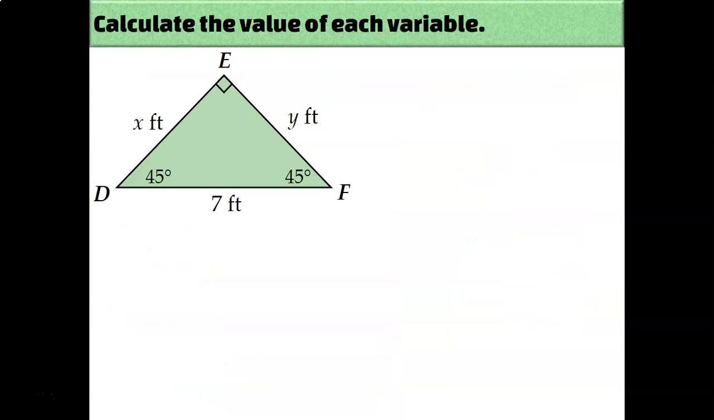So far, both of the 45, 45, 90 triangles that we've looked at, we've known one of the legs, so we didn't have to do a whole lot of work to figure out the other leg. The legs have to match. But this time I don't know either of the legs, I only know the hypotenuse.